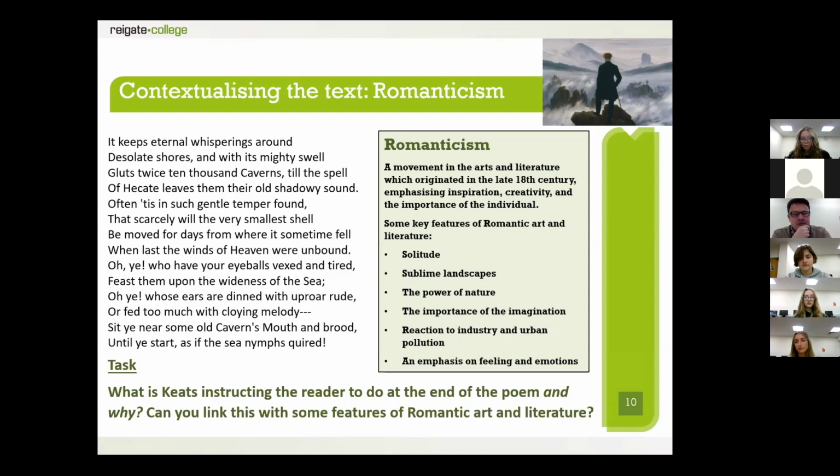So at the end of the poem here, in these final 6 lines, he's asking the readers, or even almost commanding the readers, to feast upon the wideness of the sea. And to look upon nature as a source of nourishment and a source of solace for what is otherwise a difficult and troubled kind of world. Especially in the line, whose ears are dinned with uproar rude, that might be a suggestion there of the industry of urban, modern living, and how this looking at the sea will be enough to get him through, or to get us through. So therefore linking the ideas of the poem with those romantic contexts.